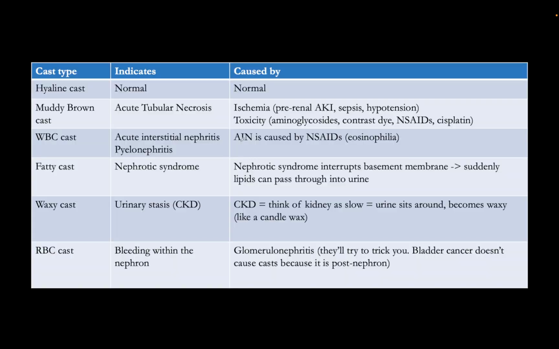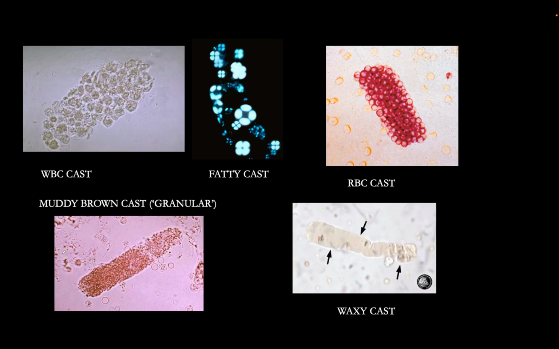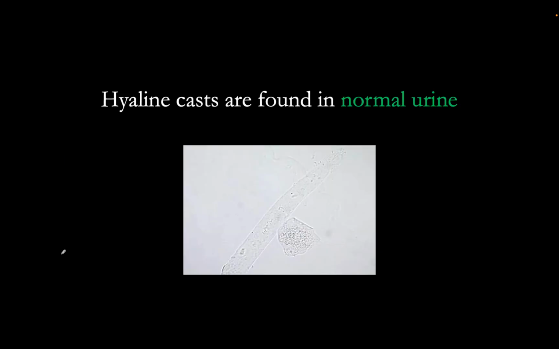So we'll come back to this summary, but essentially what we have is hyaline casts, muddy brown casts, white blood cell casts, fatty casts, waxy casts, and RBC casts. Just know all these. And this is a picture of what they all look like. We're going to break these down one by one.